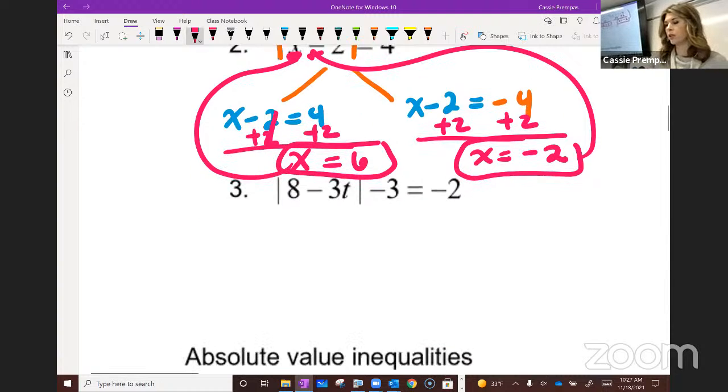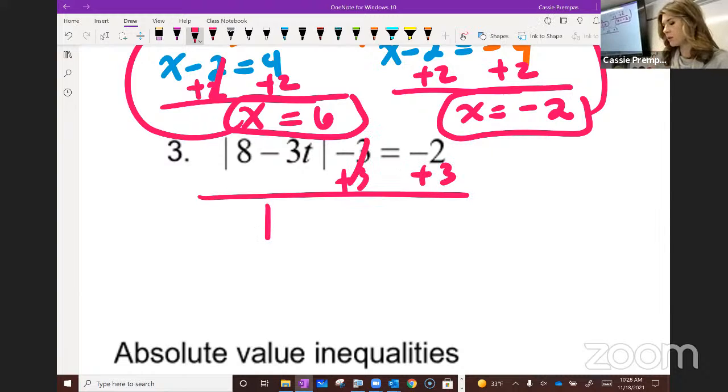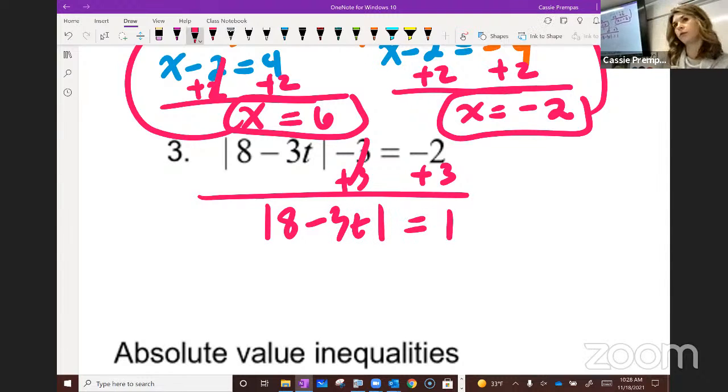Number 3, there's a preliminary step we have to do before we can undo the absolute value. What do we have to do in number 3? Add 3, good. Isolate the absolute value, get it by itself. So we'll add 3, which will give us the absolute value of 8 minus 3t is equal to +1. Now think to yourself what you would do to undo the absolute value. I'm going to ask you to turn to your partner, and the person with the darker colored shirt or jacket, if you could turn and share what you would do to go about solving this, turn to your partner.